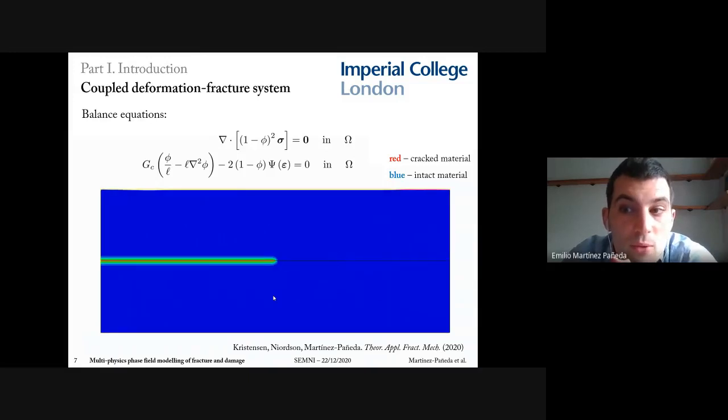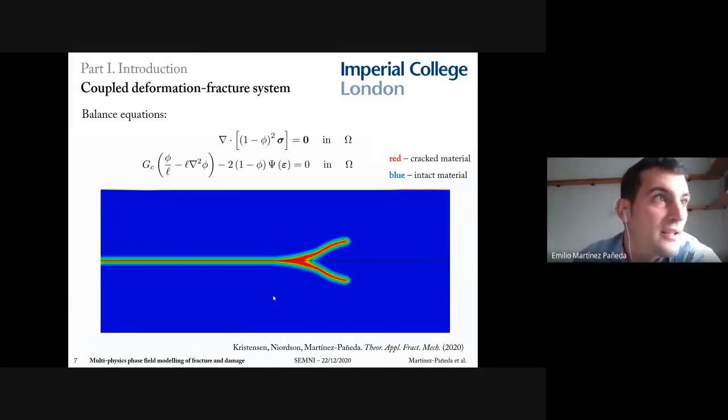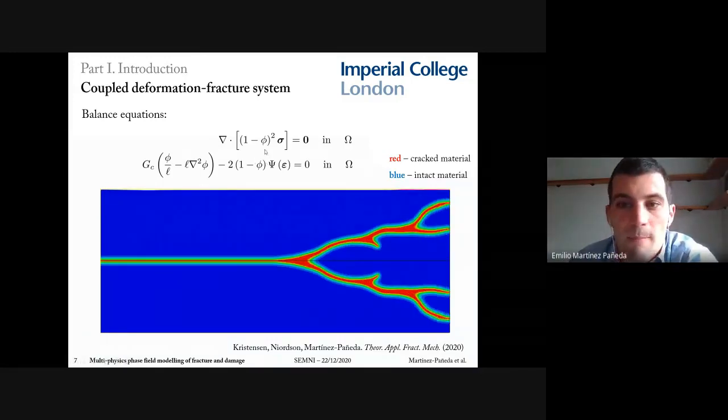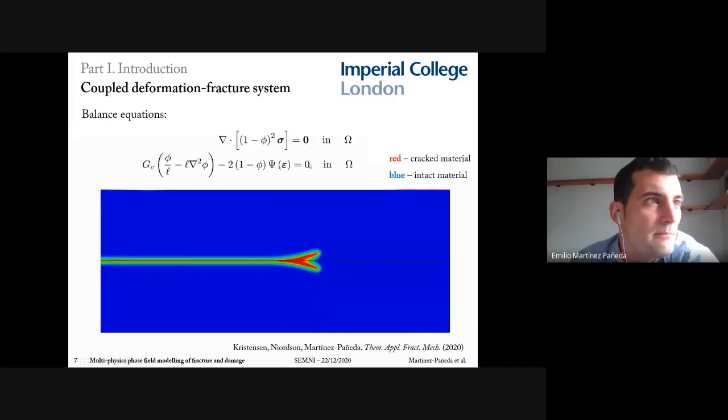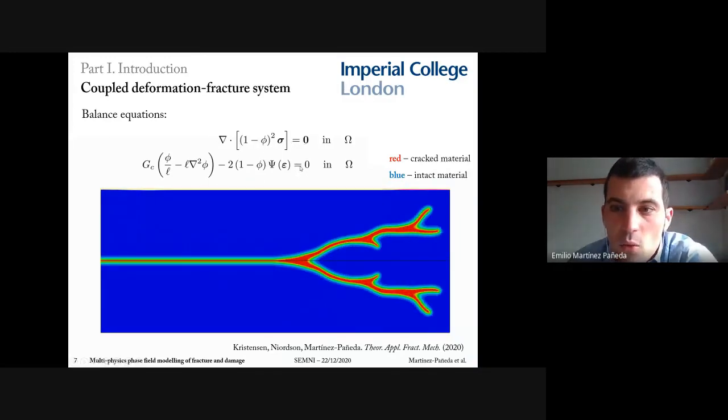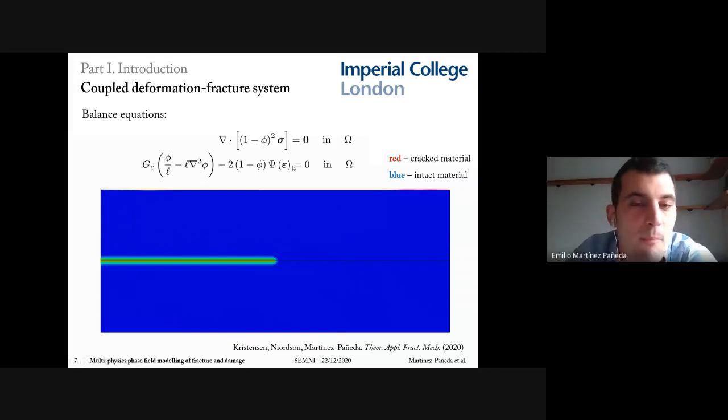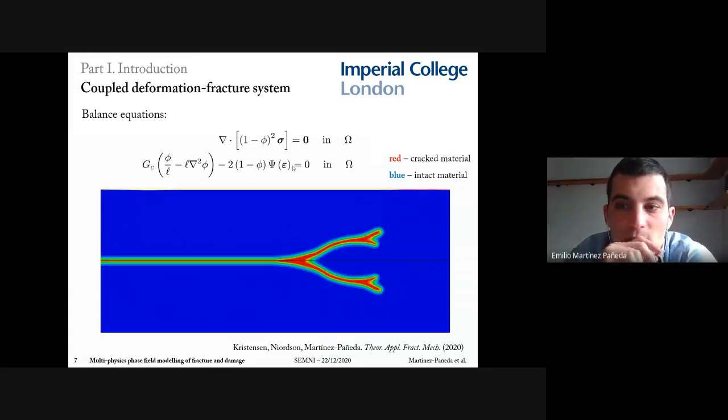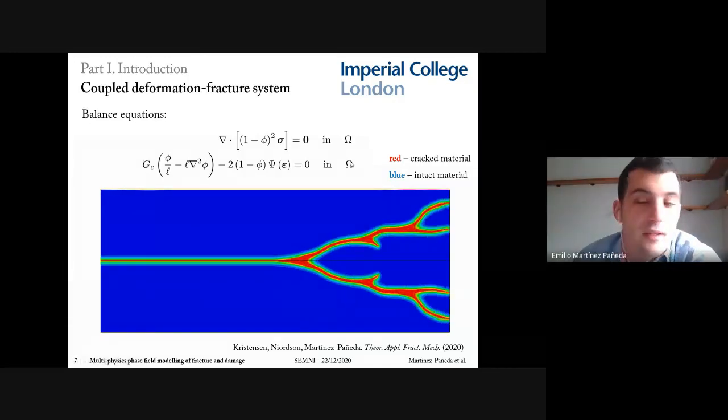You can get a good overview by looking at the balance equations. The first equation is the solution to the deformation problem, the standard balance of linear momentum with the phase field degrading the stiffness of the solid. And the second equation is the phase field evolution, sort of a competition between the strain energy density of the solid that increases with mechanical straining and the toughness, a material property. You can see it here.